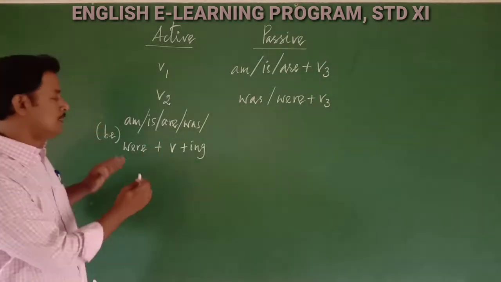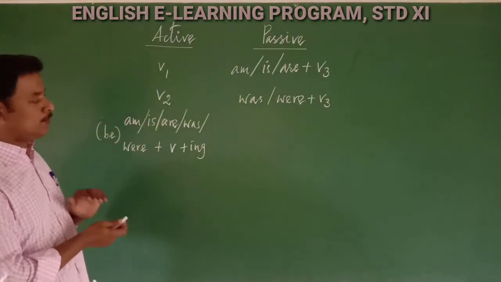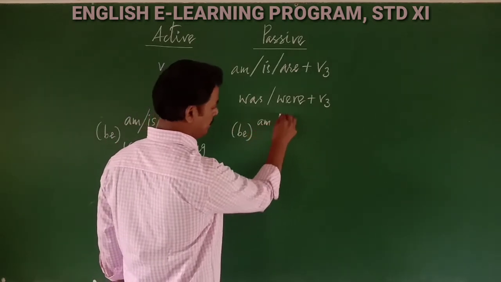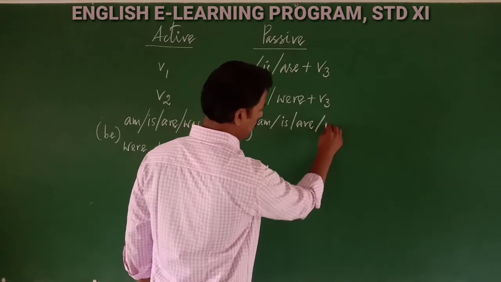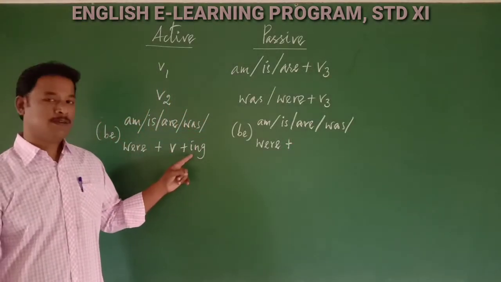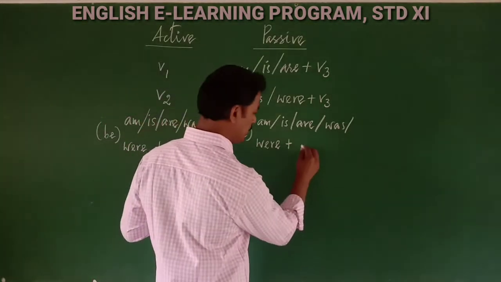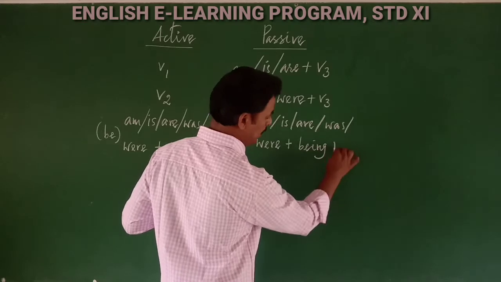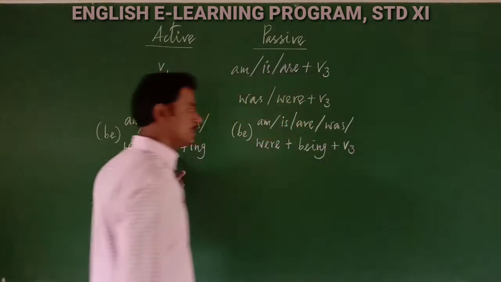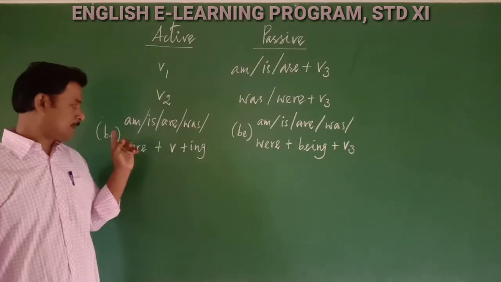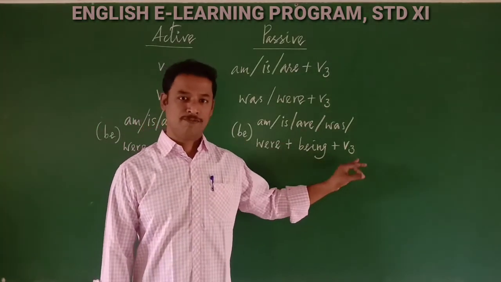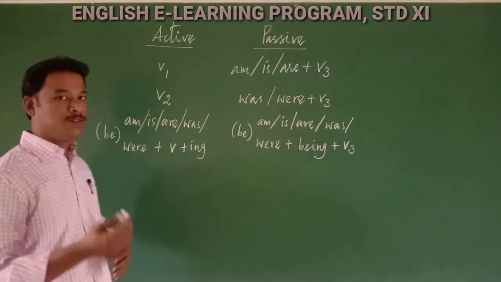If you find this in active voice, we have to use the same be verb, am, is, are, was or were, plus the verb plus ing transformed into being. As usual, the remaining base form should be converted into past participle, that is verb 3. So look at the verb pattern: be verb plus ing. Here, same be verb plus being plus verb 3. Okay, right. What about the future continuous?